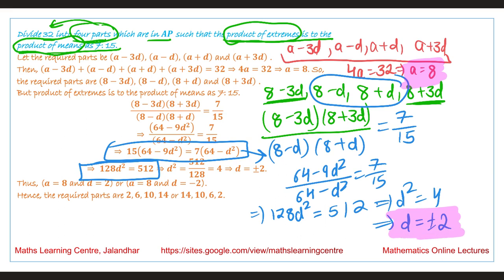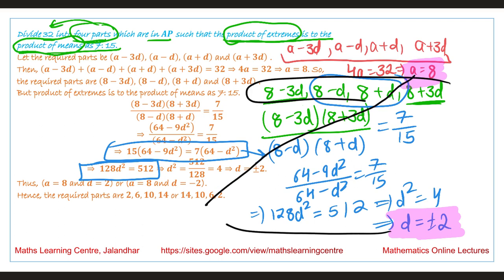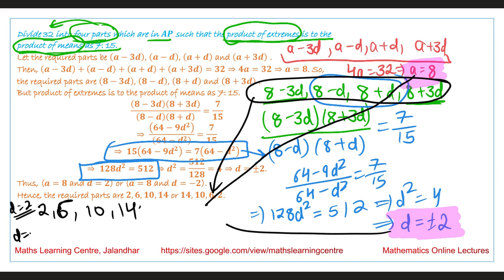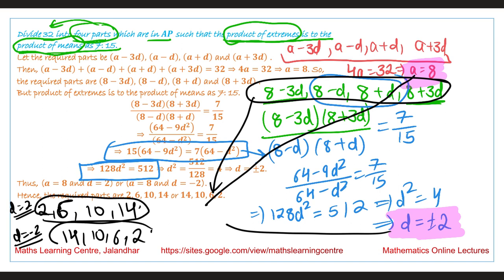So if we substitute these values over here in 8 minus 3d, 8 plus 3d, the answers we obtain corresponding to d equal to 2 are 2, 6, 10, and 14, and corresponding to d equal to minus 2, the answers we obtain are 14, 10, 6, and 2. So these are the two AP that satisfy the condition of this problem.